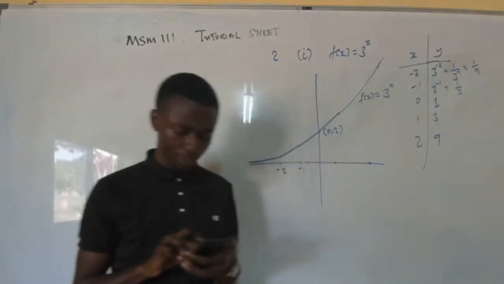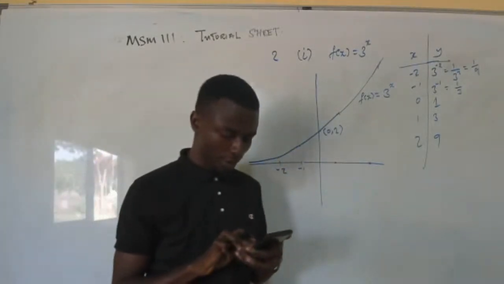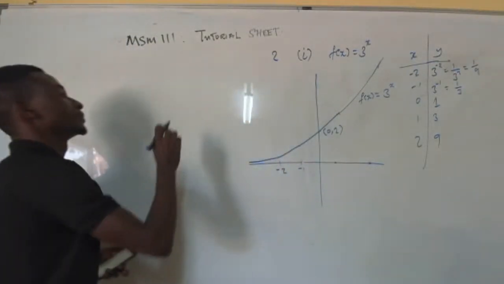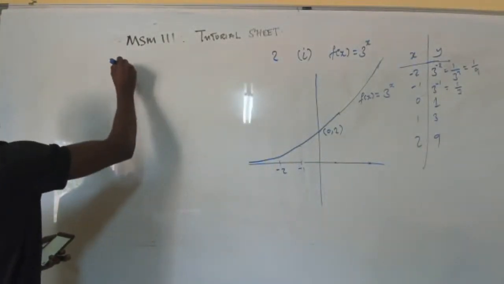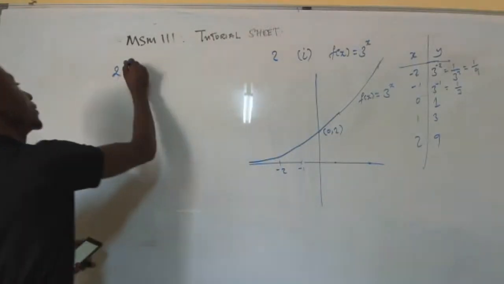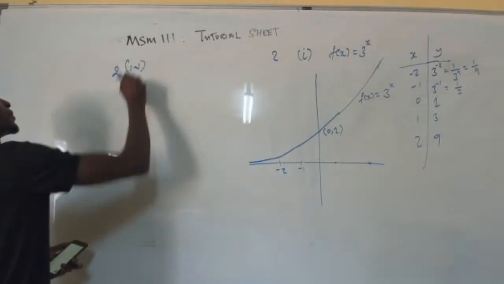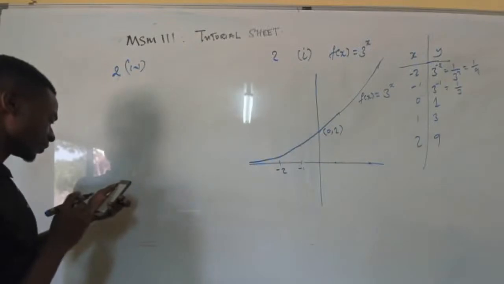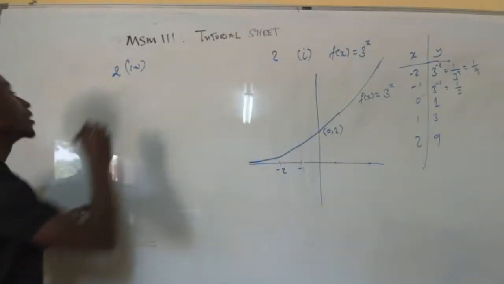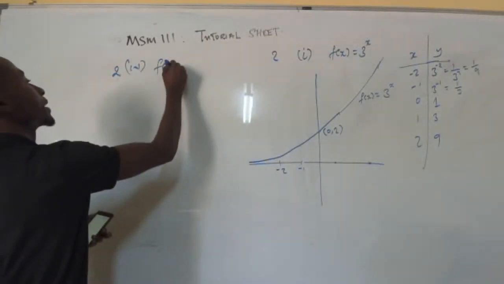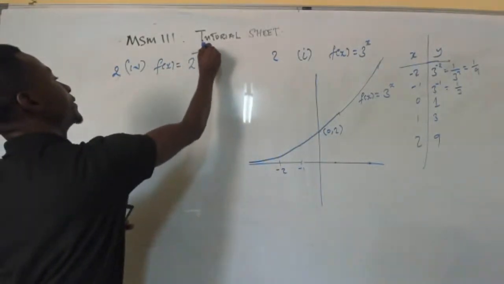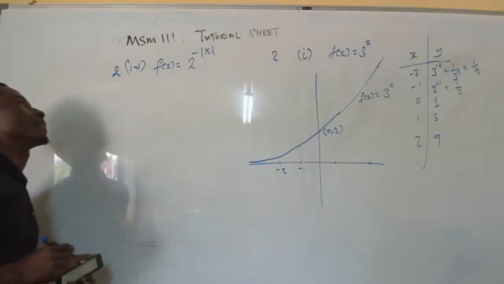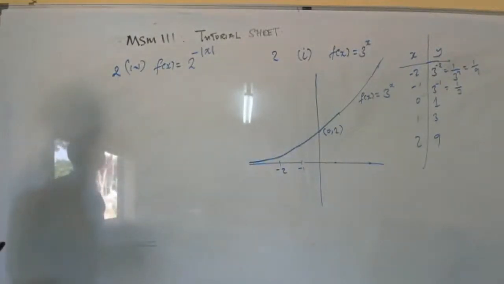Okay, let's pick question 2, Roman numeral IV. Now let's try to sketch this one. We have f of x equal to 2 to the power negative modulus of x.